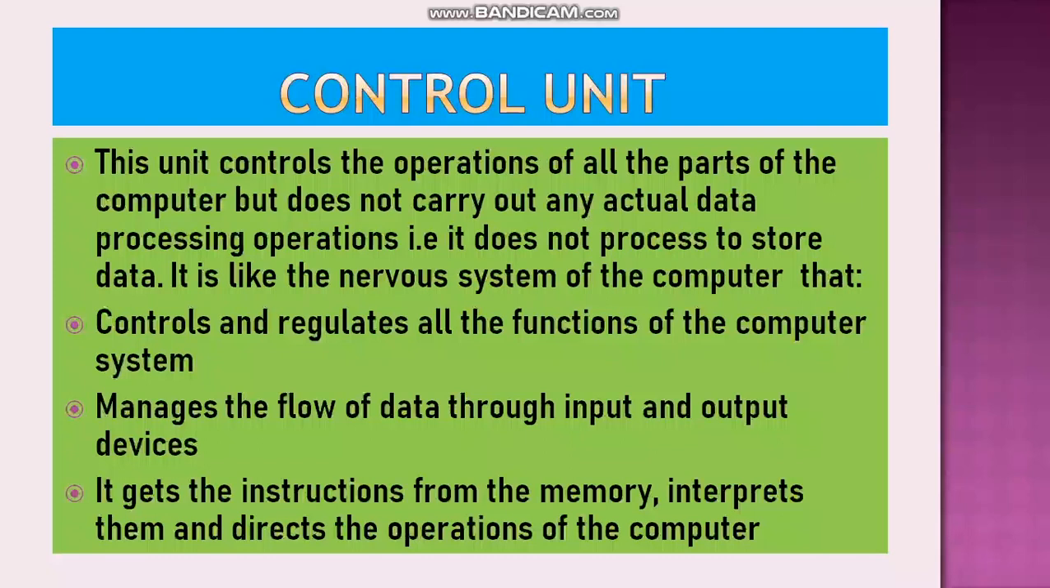It gets the instructions from the memory, interprets them, and directs the operations of the computer. So it's also known as the nervous system of the computer, which controls the overall operations of the computer and doesn't carry any actual data. It does not process or store the data even. So it's all about the control unit.